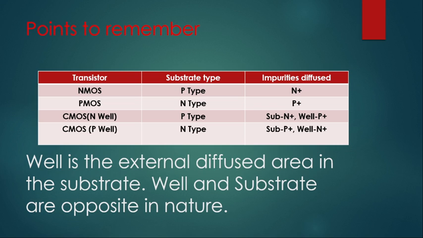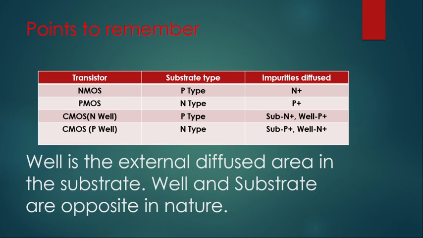When the NMOS transistor was fabricated, the substrate type used was P type and the impurities diffused were N plus. For PMOS fabrication, the only difference will be in the substrate type: it will be N type and the impurities will be P plus.